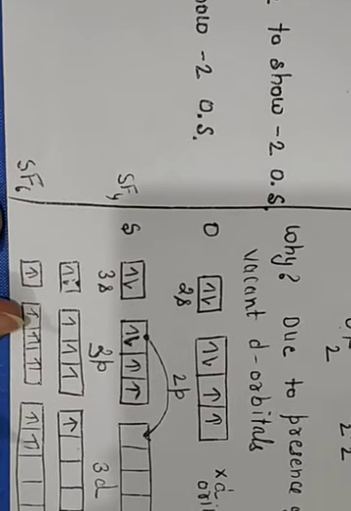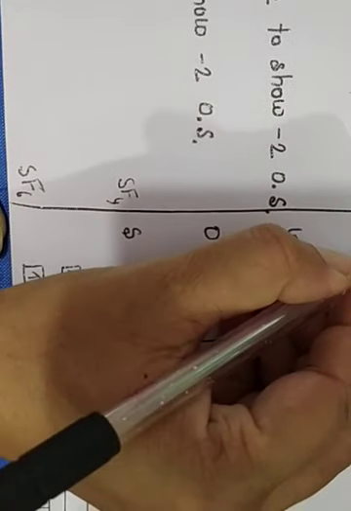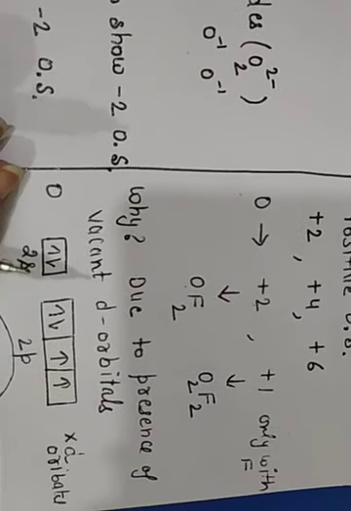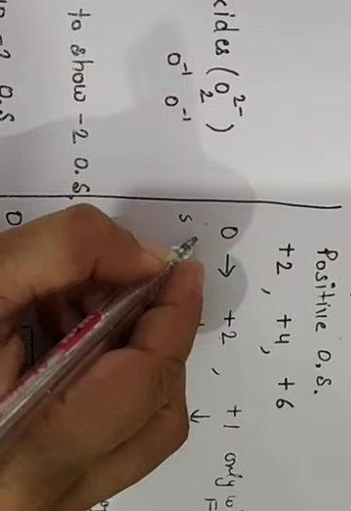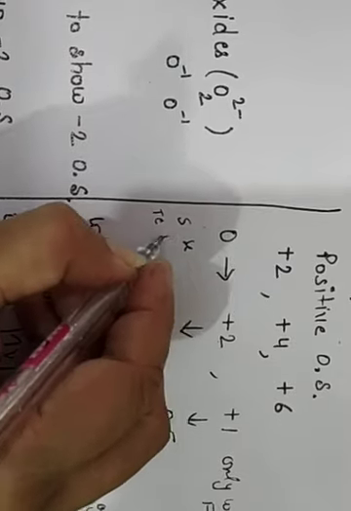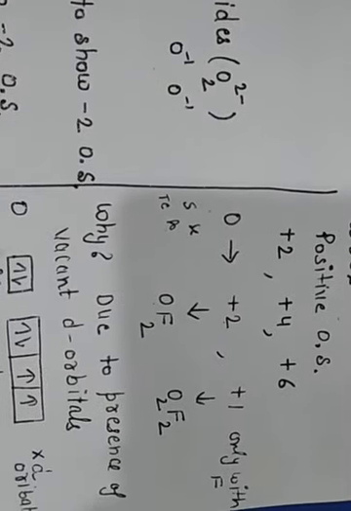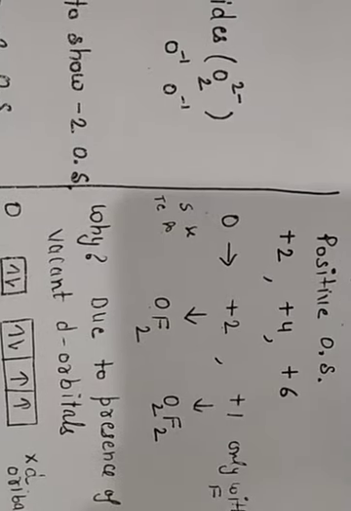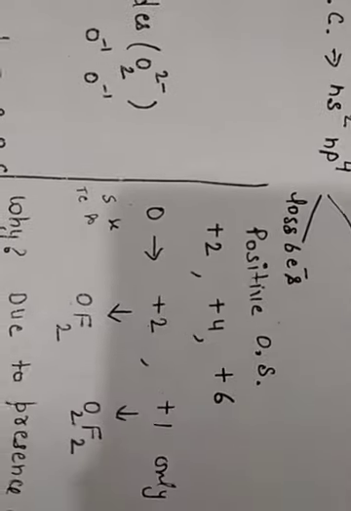+4 and +6 oxidation states are not shown by oxygen. Why? Due to the absence of d orbitals. But in the case of sulfur, selenium, tellurium, and polonium, they may show +4 and +6 oxidation states as they have d orbitals.